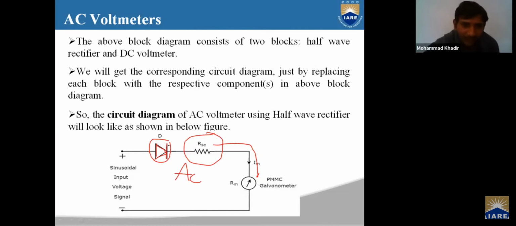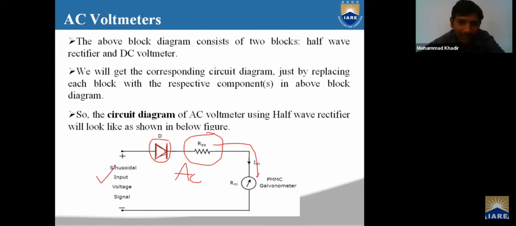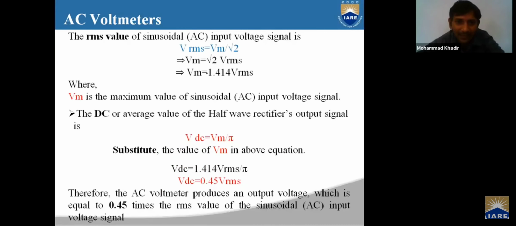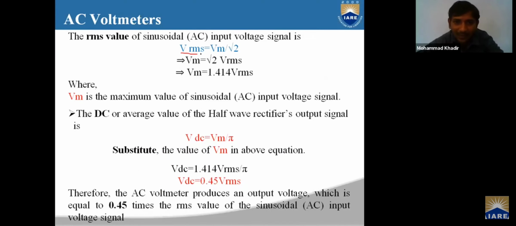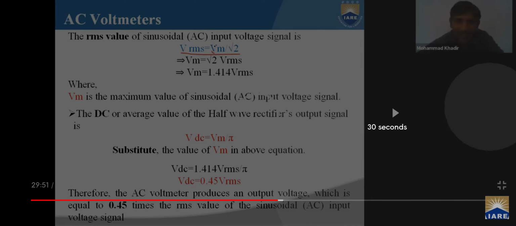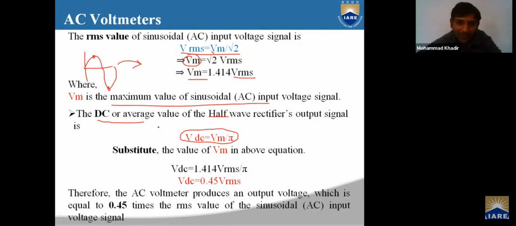Now how do we measure the RMS, root mean square value, of the sinusoidal AC input signal? VRMS equals VM by root 2, which we already studied in the rectifier in the EDC subject. So VRMS equals VM by root 2. What is VM? The peak input voltage. Root 2 can be easily taken as 1.414. So if you multiply it, that gives the half wave rectifier product.